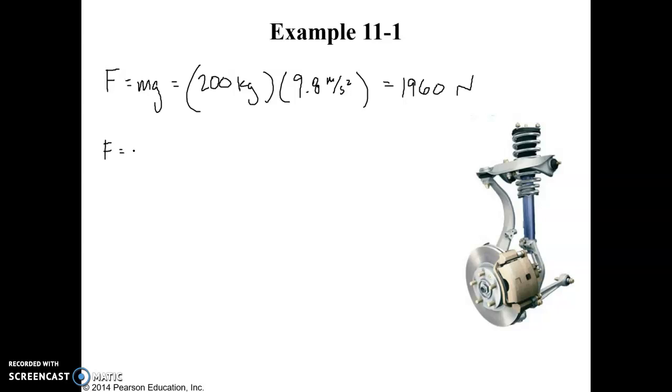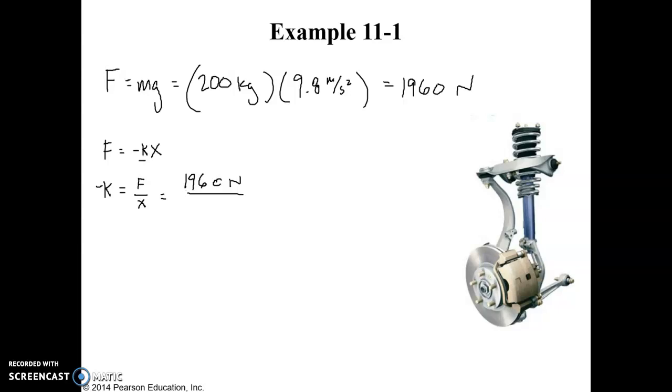Now according to Robert Hooke, the force in a spring is equal to the spring constant times x. If x is what we want to know, then actually no, x is not what we want to know. We know x. We know how much the springs are going to compress. We want to know the spring constant. So k is equal to force divided by x. The force is 1960 newtons, and we're going to divide that by how much it compressed.